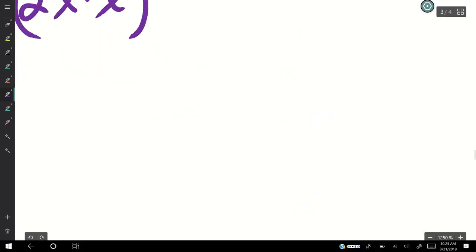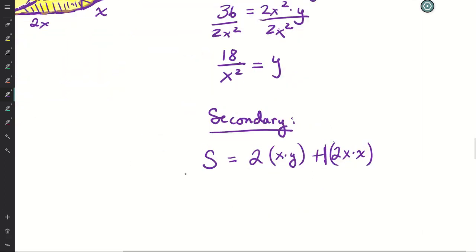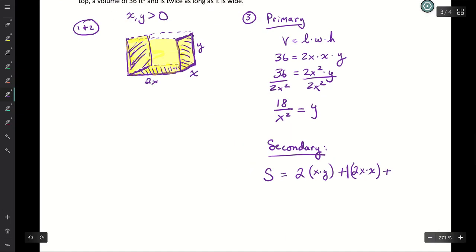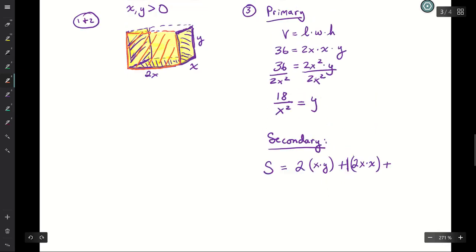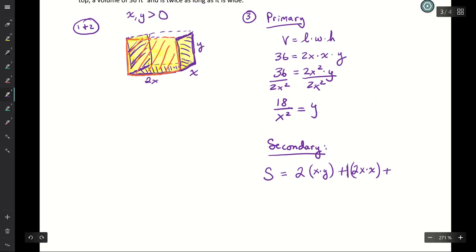And then finally, I'm going to come over and add. We now have a front and a back that are going to be the same. The front is going to be this part here. It looks like 2x width by a y height. We're going to have 2 of those, one on the front and one on the back. So there are 2 faces of 2x times y surface areas.